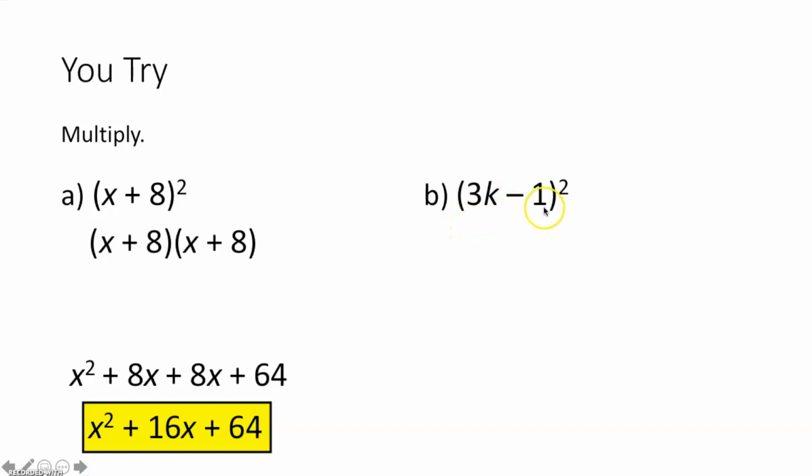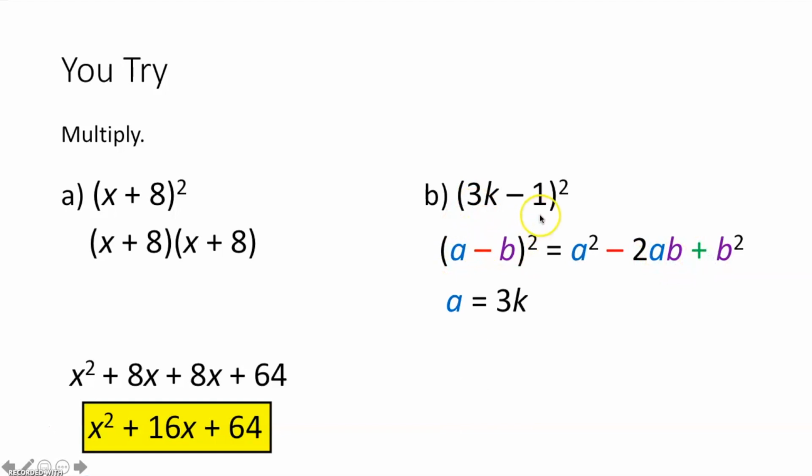Here, same thing. We have a binomial being squared. Since it's a minus, it's a difference. This time, what we're going to do is use that formula, where it's a squared minus 2ab plus b squared. So what's our a value? That's going to be 3k. What's our b value? That's going to be 1.